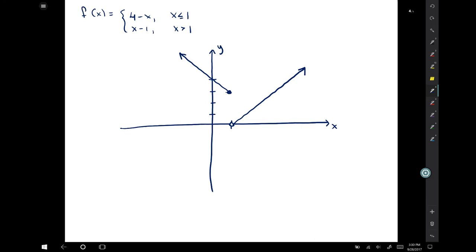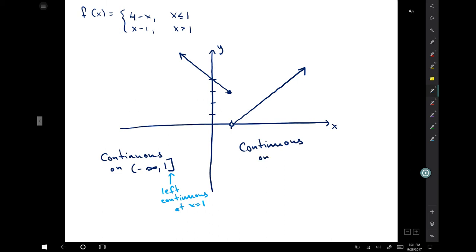So visually you can see that you have a jump, and overall you can see that this function is continuous on the interval from minus infinity to 1, including 1, which this bracket here means that it's left continuous at x equals 1. And we know that our function is continuous on the interval from 1 all the way up to infinity. And the parentheses here means that it's not right continuous at x equals 1.